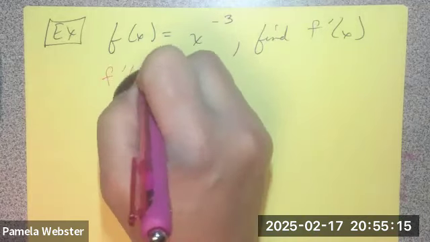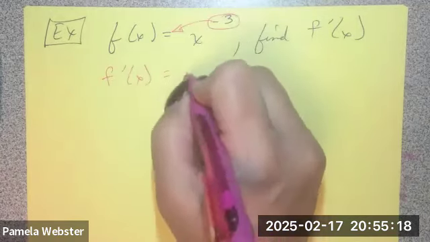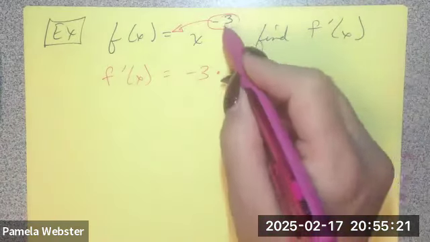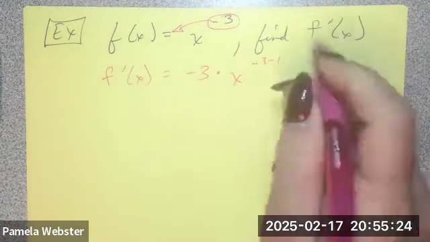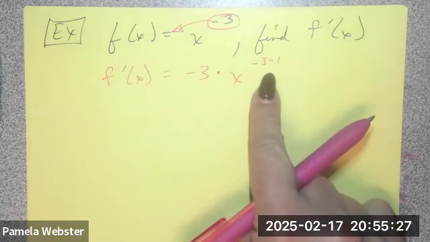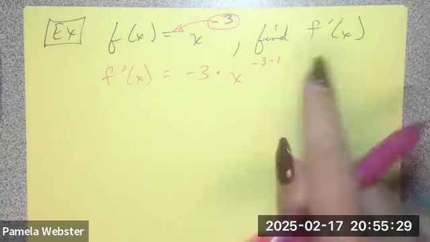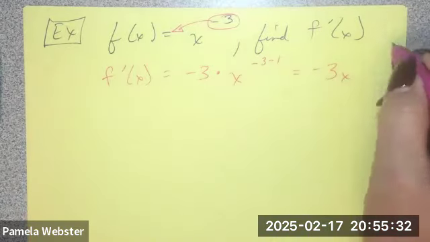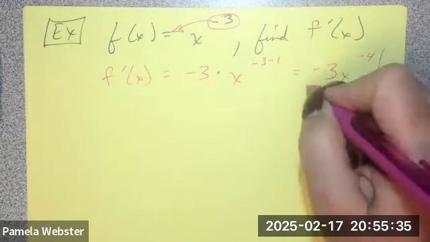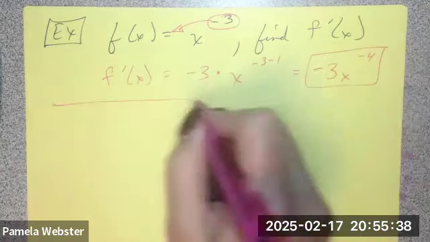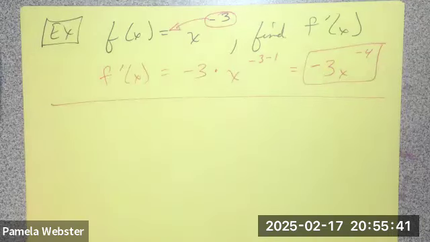So f prime of x equals, bring the negative 3 down, multiply it by x, subtract 1 from the exponent. Be careful here because what's negative 3 minus 1? Negative 3 minus 1. Negative 4, Dr. Webster. Yep. Okay. So you have to be careful. You have to know those integer rules. You have to be good with your arithmetic or use your calculator to punch in minus 3 minus 1. Okay. So if you need to do that, then do that.